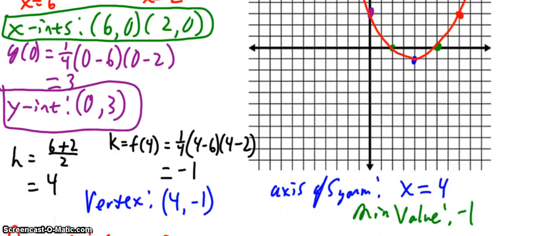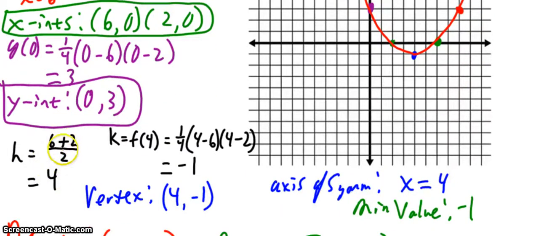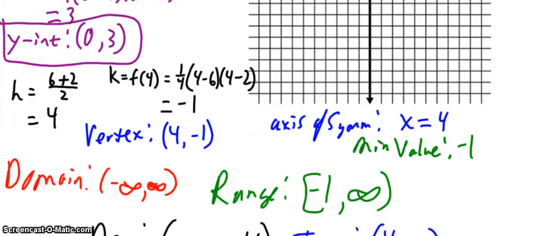I got the h-coordinate of the vertex by averaging the x values from the x-intercepts, and that is 4. So then when I plug that back into the original function, I get negative 1 for the k, or y-coordinate of the vertex. So the vertex is at the point (4, -1). That's right there. Axis of symmetry then is x equals 4, and this is going to be a minimum value because the a value of the function was positive. So the minimum value is negative 1, which is the k-coordinate of the vertex.